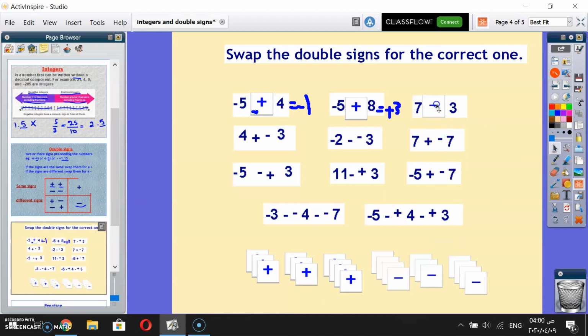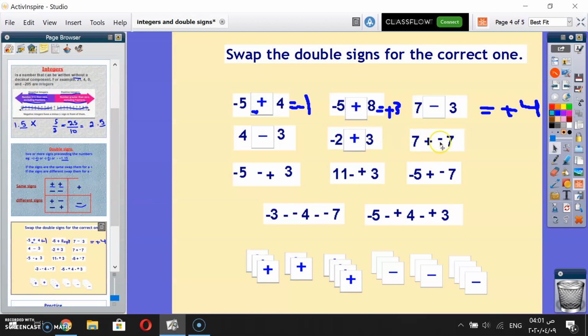So 7 minus 3 is equal to plus 4. Positive and negative, so different signs, I will replace them by a negative sign. 4 minus 3 is equal to plus 1. Negative and negative, same sign, I will replace them by a positive sign. Minus 2 plus 3 is equal to plus 1.